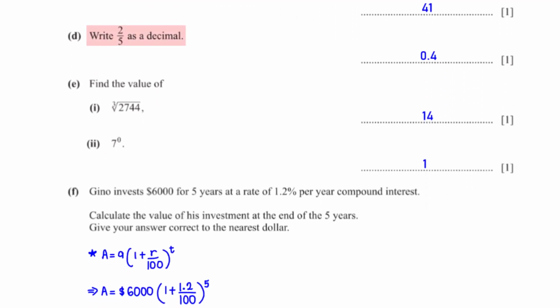Write 2/5 as a decimal. When we type 2/5 into the calculator, we get its decimal form to be 0.4. Find the value of the cube root of 2744. When we type this into the calculator, we get 14. Find the value of 7 raised to the power 0. Any number raised to the power 0 is 1. So 7 raised to the power 0 is 1.